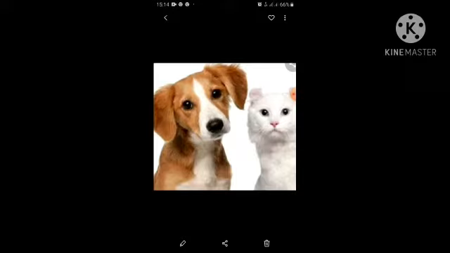So based on this point you can say that these two organisms are maybe closely related. They are definitely not the same species, but they are closely related. So similarities always show us that they are closely related.